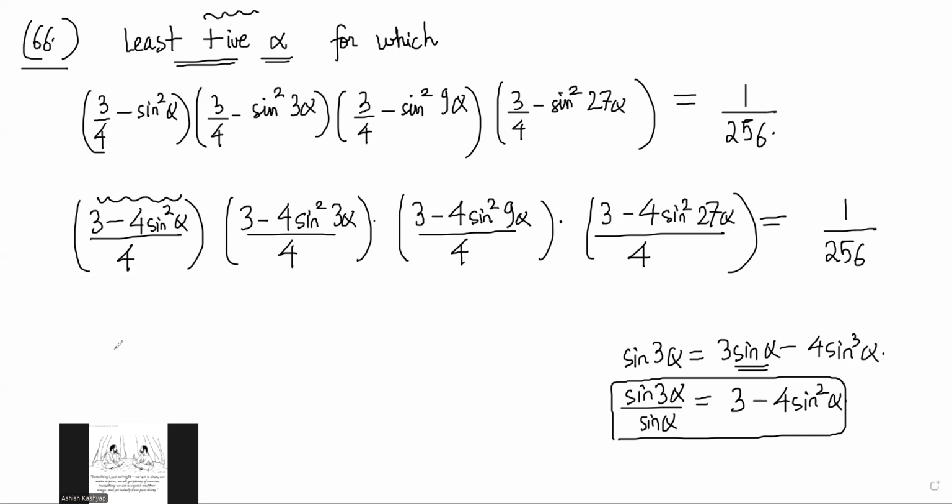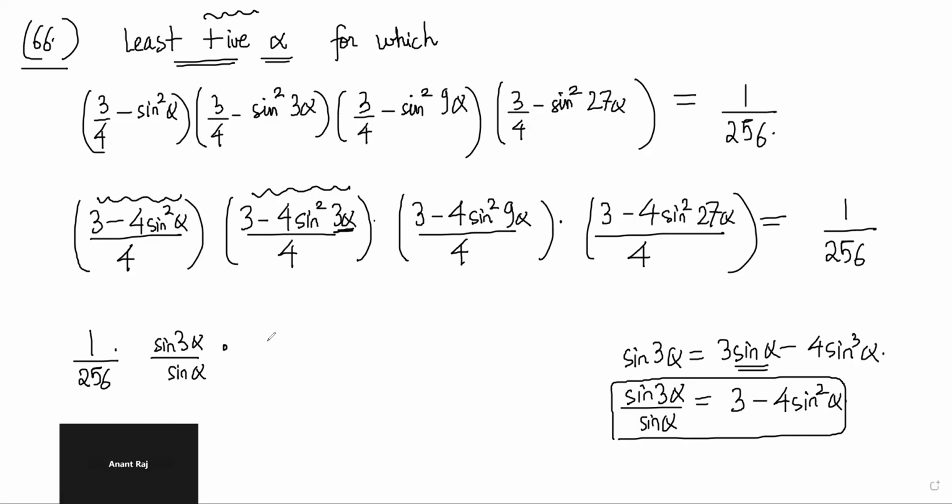So obviously here I can replace this with what? Notice that all the 4s I can take out as 1 by 256, and I can replace this part as sine 3 alpha by sine alpha, right? And I can replace this part as what? Instead of alpha, there is 3 alpha, right? What would it be? Sine 9 alpha by sine 3 alpha.